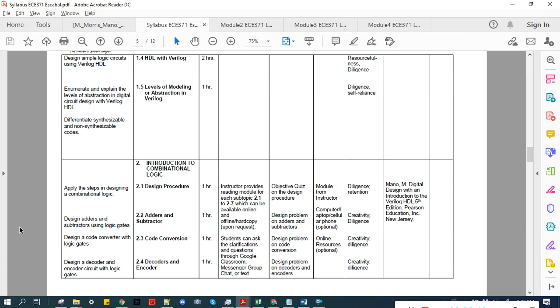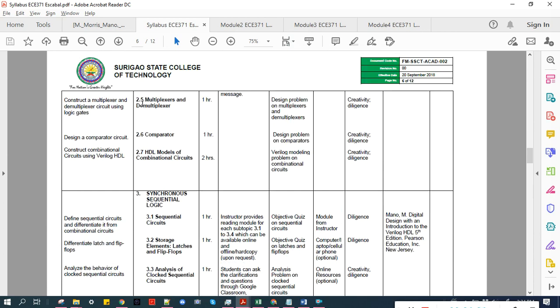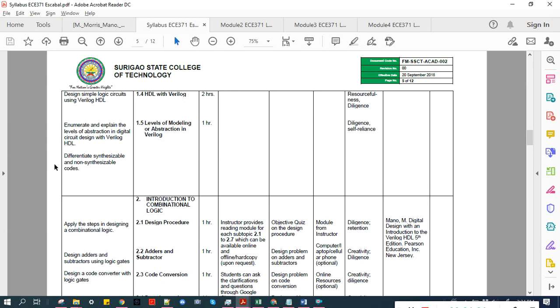These are conversion between, for example, BCD code and other binary codes. 2.4 is about encoders and decoders. 2.5 about multiplexers and demultiplexers. 2.6 about comparators, and lastly 2.7, HDL models of combinational circuits. So that will be the coverage for module number 2, Introduction to Combinational Logic.